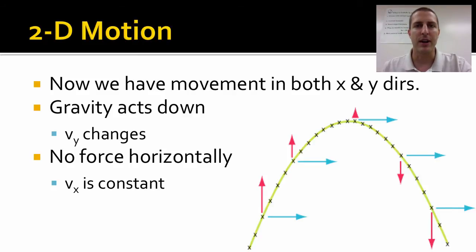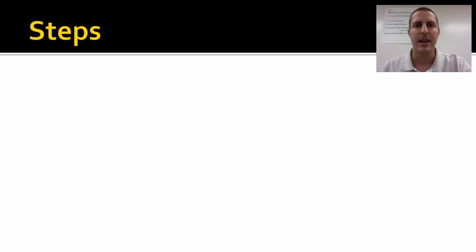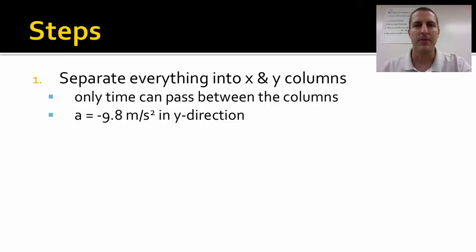But the x direction has a constant velocity. There is no force in the x direction, since we're ignoring air resistance. There's no force in the x direction, so the x direction velocity is going to be constant. So let's look at how to solve one of these problems.